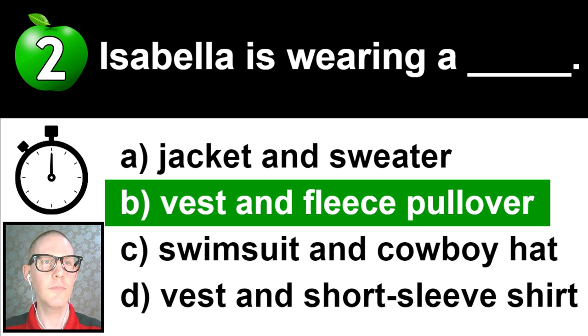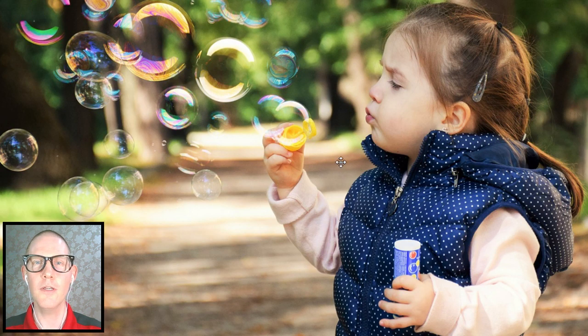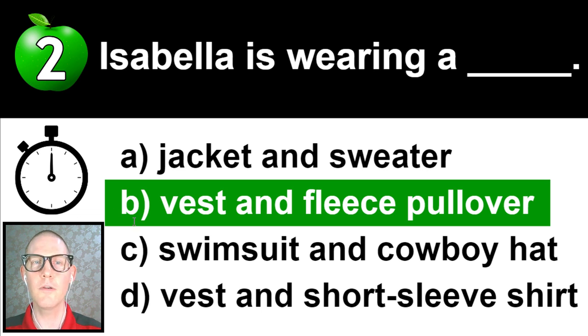Okay, so if we look back at the picture, let's see if we can find it here. All right, so she has a blue vest. We talked about that. A vest is like a coat, but it has no sleeves, right? There's no sleeves. And underneath she has, we had talked about maybe a sweatshirt, but also a fleece pullover, right? So it's long sleeve and it's warm and it's very comfortable. Okay. All right, so Isabella is wearing a vest and fleece pullover.